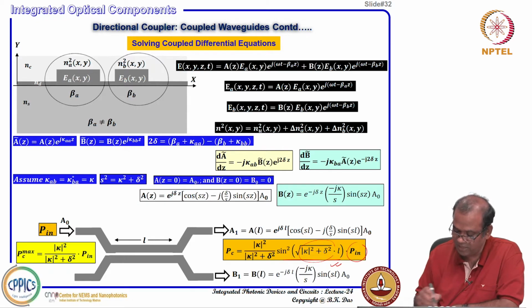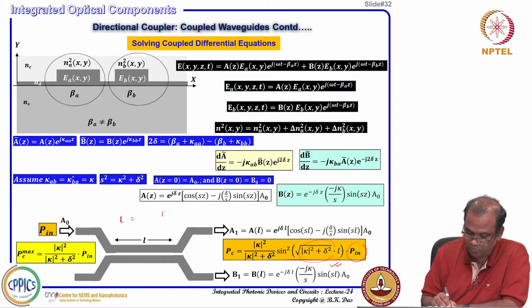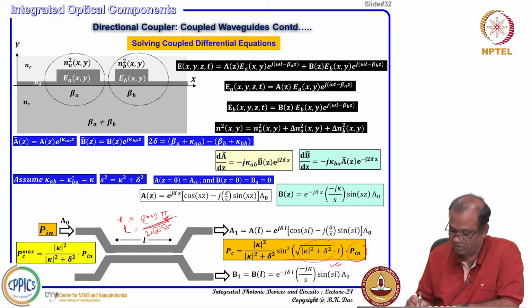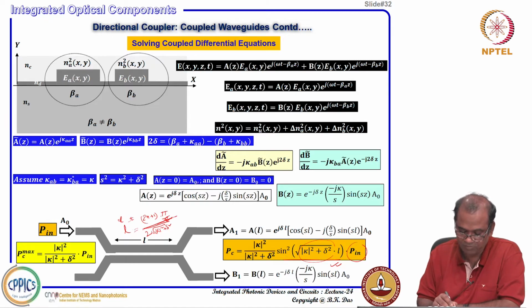So I can say that if L equals (2n plus 1) pi by 2, divided by kappa square plus delta square, where n is an integer, then the sin square value will be 1, for n equal to 0, 1, 2, 3, 4, and so on. That means an odd integer multiple of pi by 2, this part will be cancelled. So it will be 1.